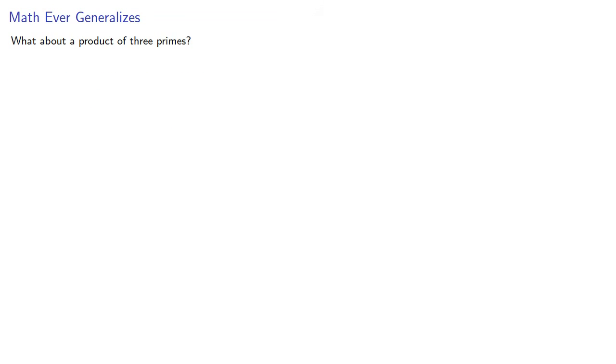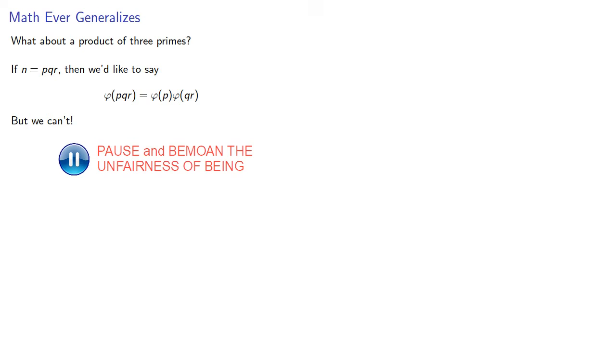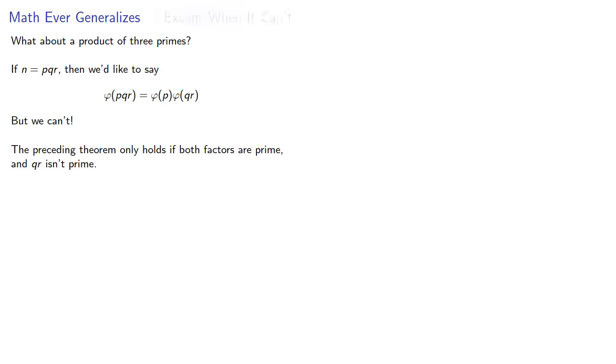What about a product of 3 primes? If n is a product of 3 primes, then we'd like to say the same, but we can't. The preceding theorem only holds if both factors are prime, and the product qr isn't prime. So what can we do? We'll take a look at that next.